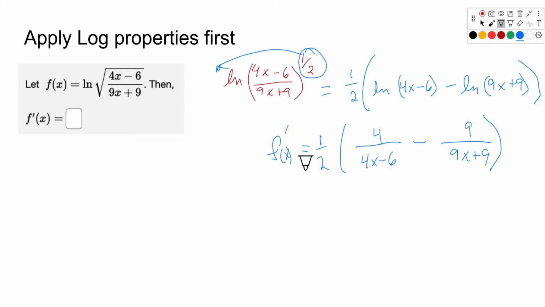So for the inside, for example, the 4 over 4x minus 6 is the derivative over the inside? Well, remember, chain rule says we're taking the derivative of the outside function times the derivative of the inside function. So the inside function is 4x minus 6. So the derivative of the first part is 1 over 4x minus 6. The derivative of the inside is just 4, so it's times 4. But it's really 4 over 1, and that's the way to think of it.